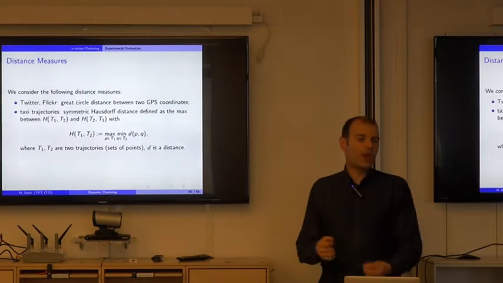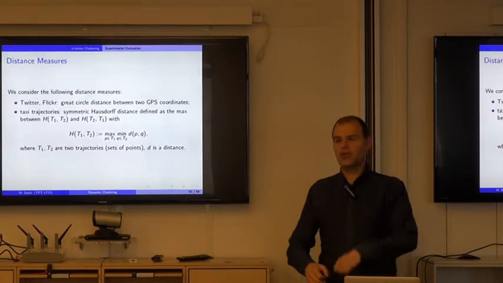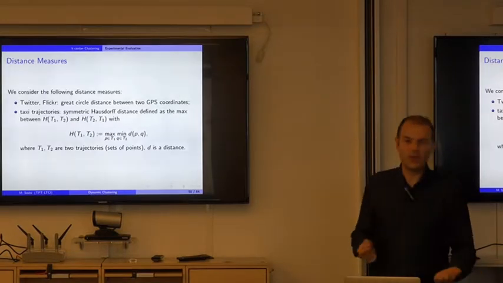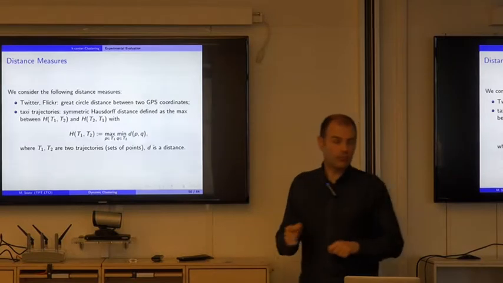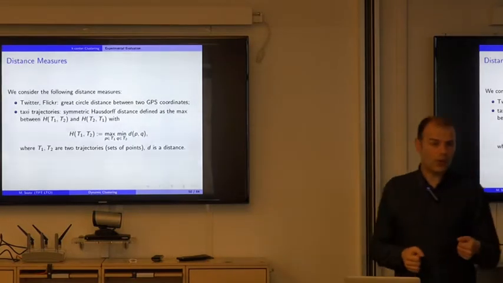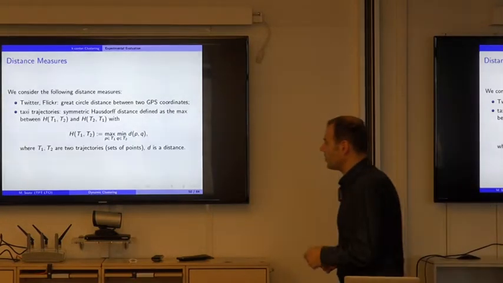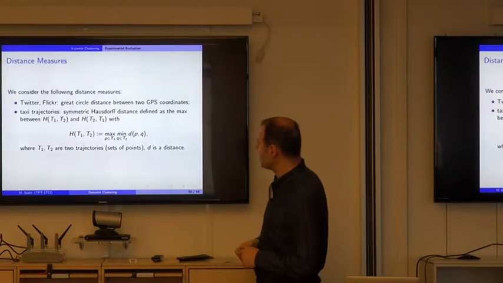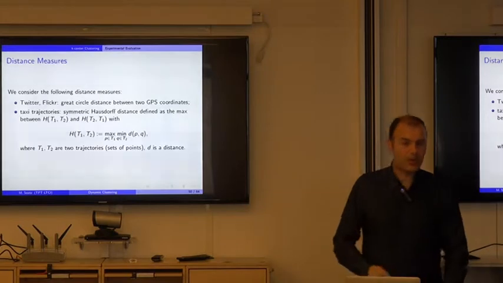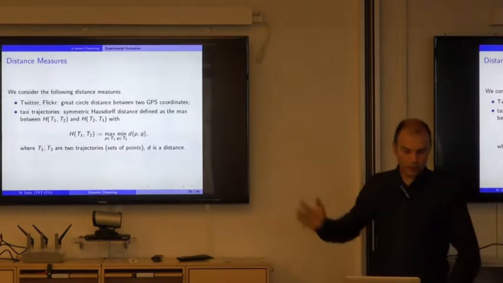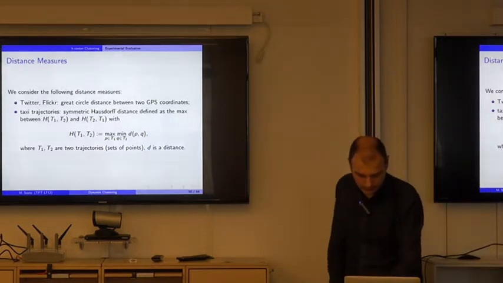All right, so now we have trajectories and GPS coordinates. What is the distance? In the case of GPS, we have the great circle distance. This is a metric, and it's still fine for our algorithm. In the case of trajectories, we compute the distance with the Hausdorff distance, which is defined as follows. This is a metric, and we are still fine. So we can deal with all these cases.